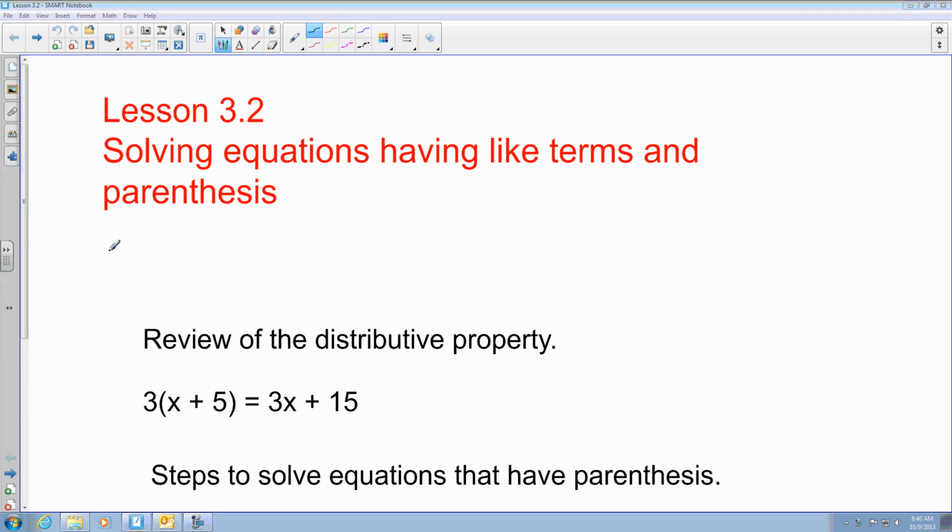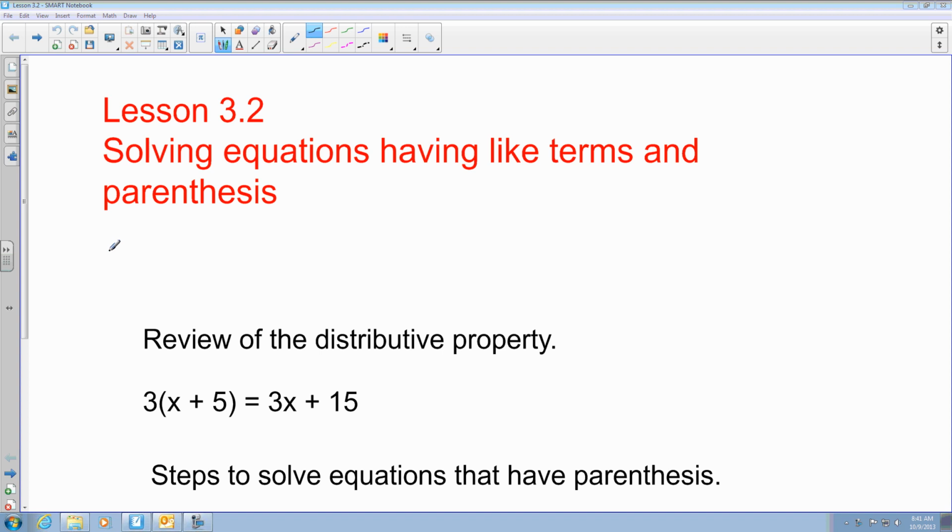We're in section 3.2 where we are solving equations that have like terms and parentheses. So parentheses deals with the distributive property. So again, let's review the distributive property before we get started.